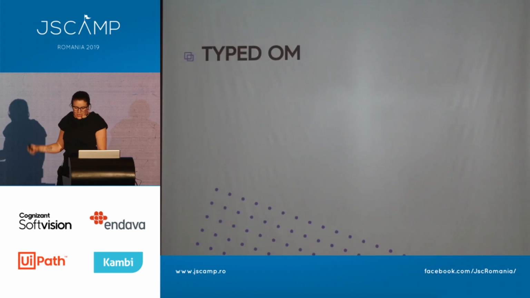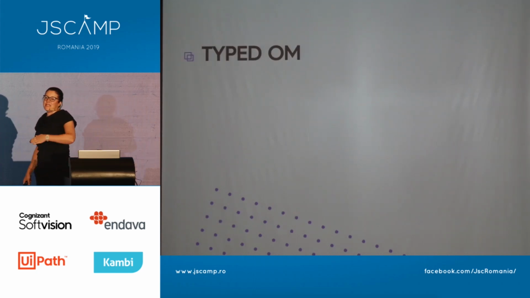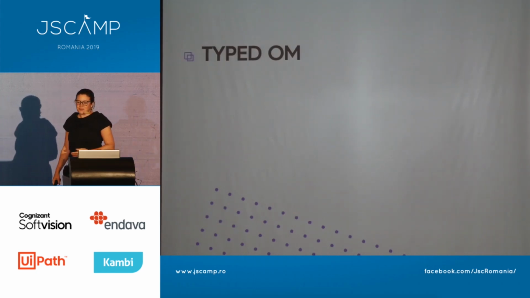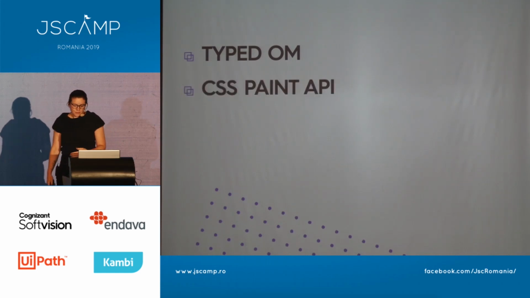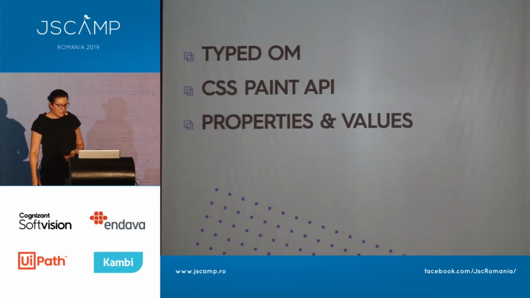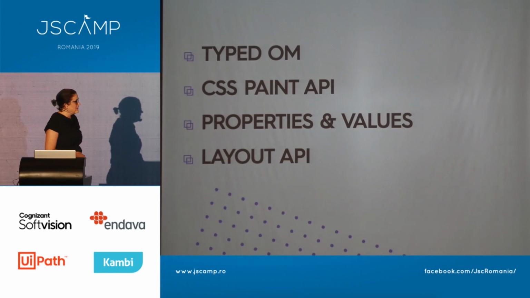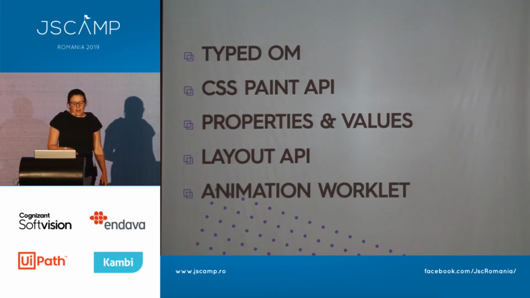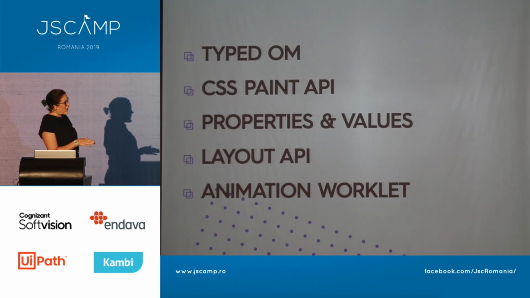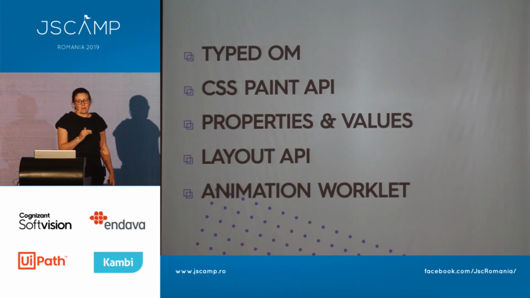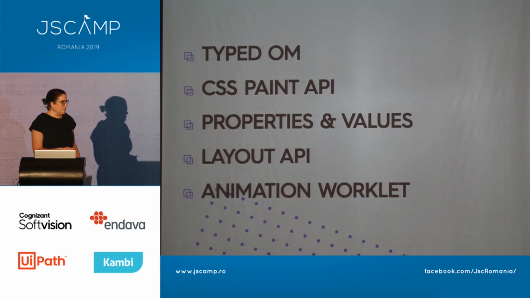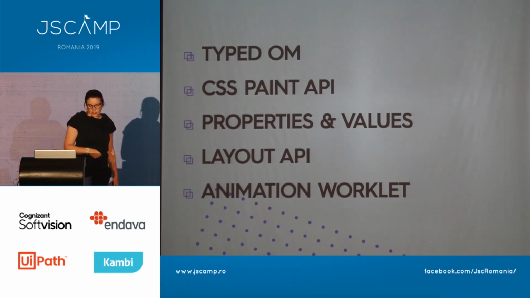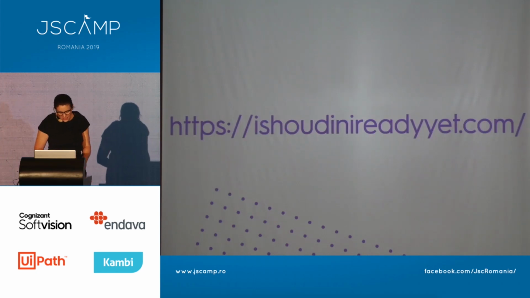So let's look at the APIs that are underneath this Houdini buzzword. We've got typed OM, CSS Paint API, properties and values, layout API, and the animation worklet. Now, I am going to talk mostly about typed.om, CSS Paint, and properties and values. I'm going to go over layout API and animation worklet just a tiny bit. I'm going to touch on them. And the reason for that is this.